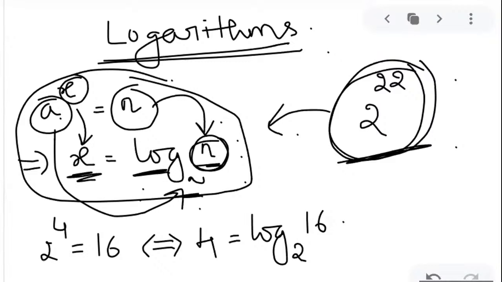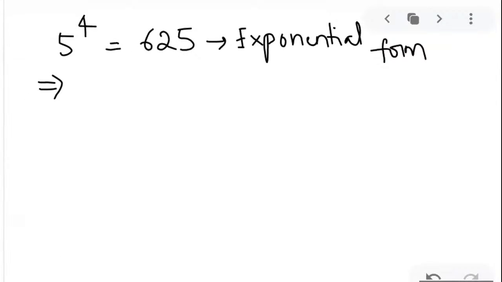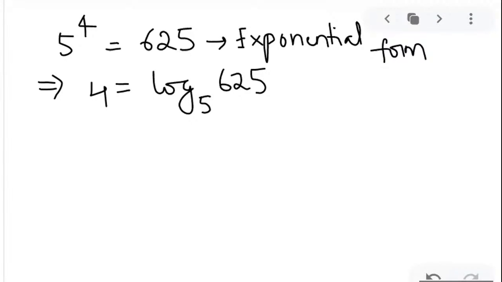Noted it down? Yes, ma'am. Now tell me. 4 is equal to log 625 to the base 5. There is no power in the logarithm. To the base 5. Okay? Super.